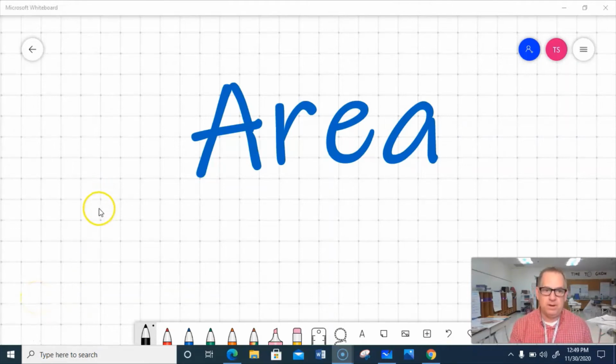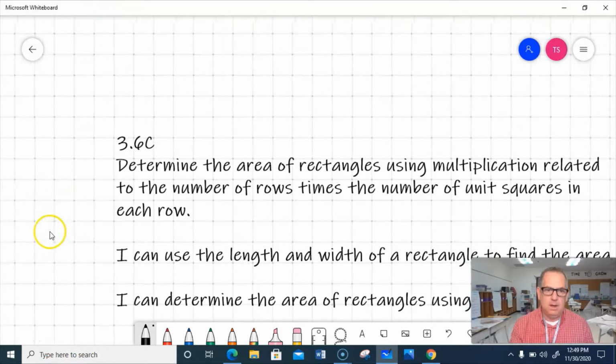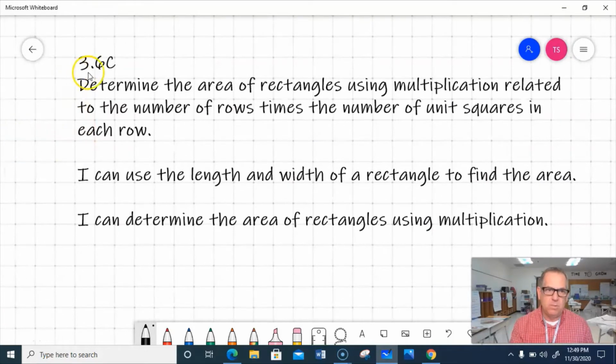We're going to be talking about area today. And our lesson objective is 3.6c, and that's determine the area of a rectangle using multiplication related to the number of rows times the number of unit squares in each row.